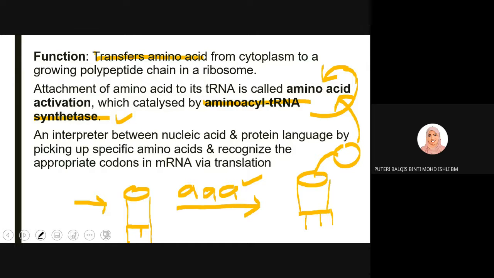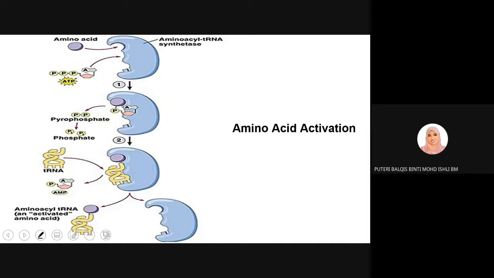Okay, so if you refer to the next slide, this is the process of amino acid activation. You can see that this is amino acid tRNA synthetase. This is the amino acid. Amino acid tRNA synthetase is the enzyme, right? So what happened here? This amino acid will bind to the enzyme.